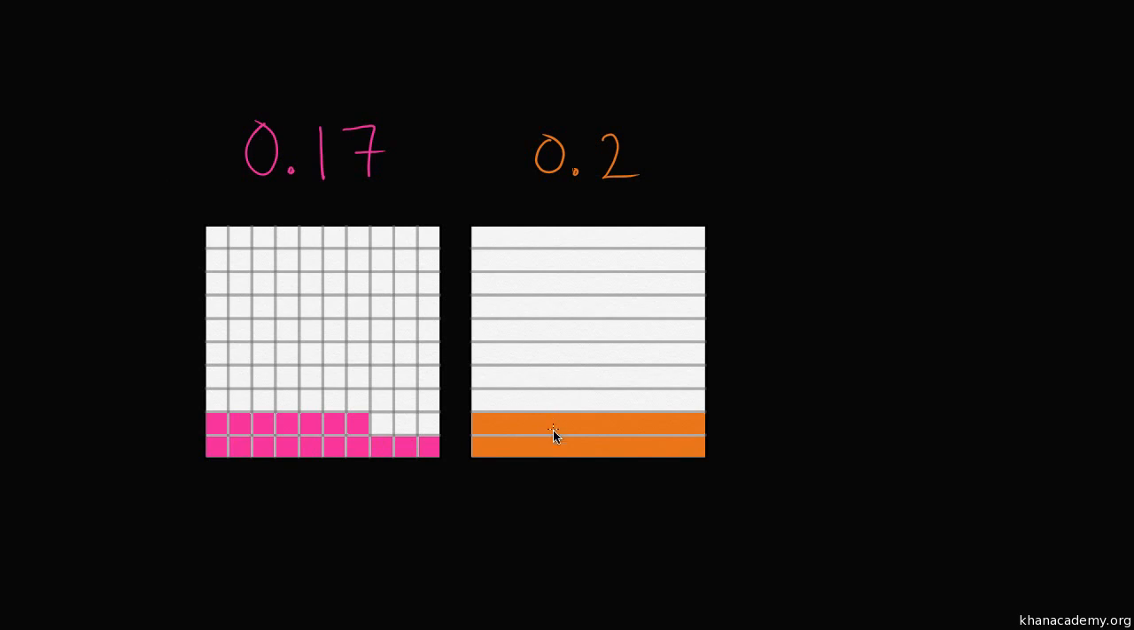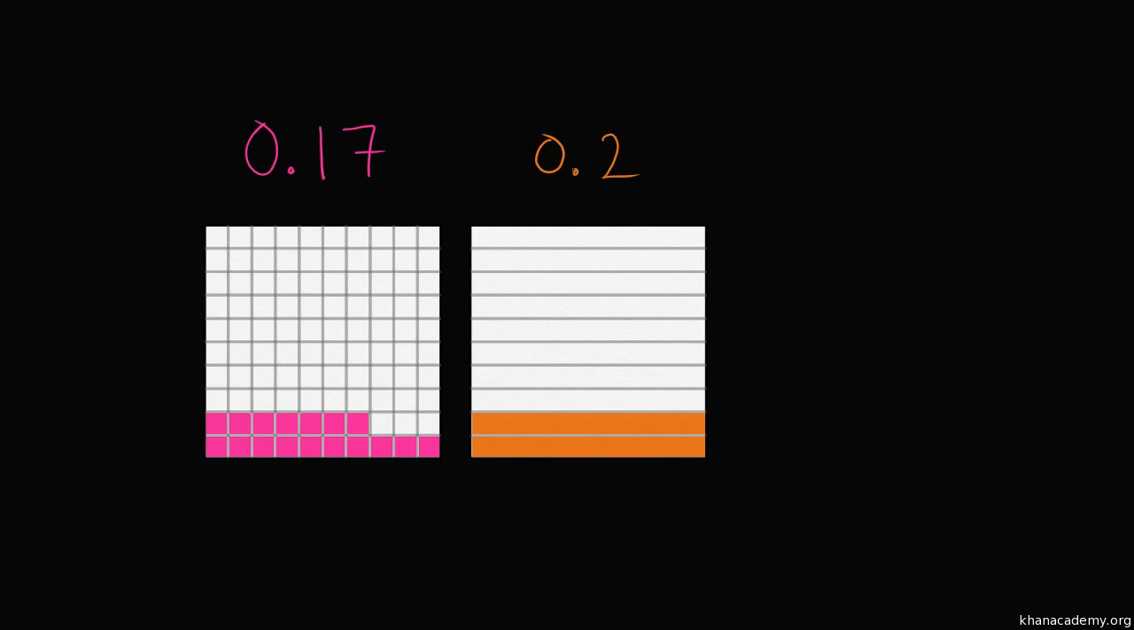Well, we see we're filling in more of the whole when we're doing 2/10 than when we're doing 17 hundredths. And that makes sense because another way of saying 2/10 is you could write it as 20 hundredths. 20 hundredths is greater than 17 hundredths. To get to 20 hundredths, you would have to fill in these 3 as well. And notice when you fill out those 3, you're filling out the same fraction of your whole. So, which one's larger? Well, 2/10 is.